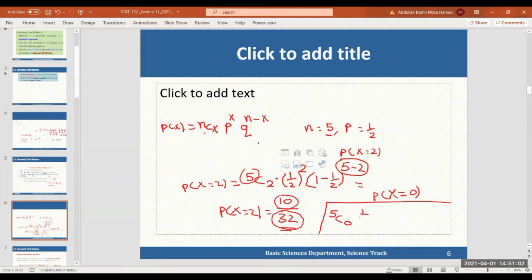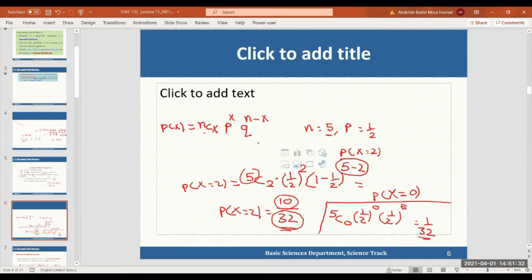Half power 0, multiplied by half power, 5 minus 0, which is 5. Right? So 5C0 is 1. Half power 0 is 1. Half power 5 is 1 over 32. So 1 over 32.